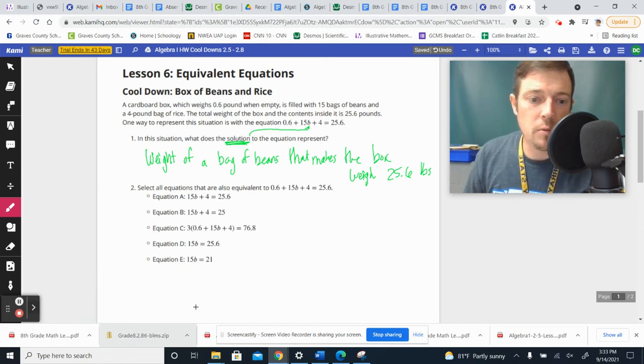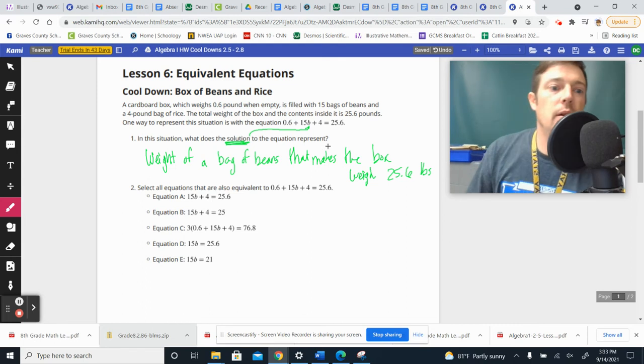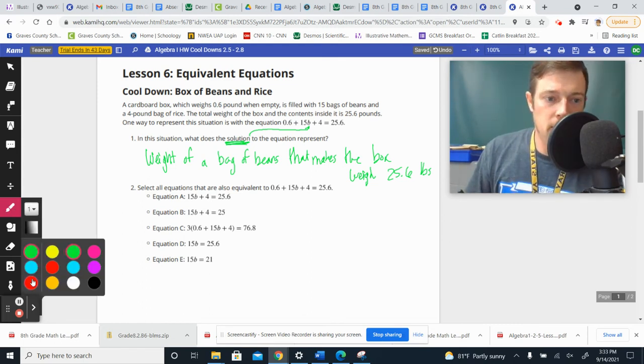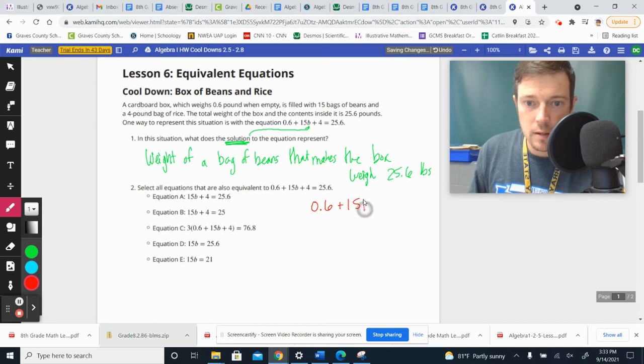So let's go on to number 2. Number 2 is going to have us ask if these other equations that are written are equivalent to the original one. And to show that, I'm going to write down the original and do stuff to it and see if that matches what we had there. Okay, so 0.6 plus 15b plus 4 for the rice bag equals 25.6. Okay, there's our equation. Let's see the first one.